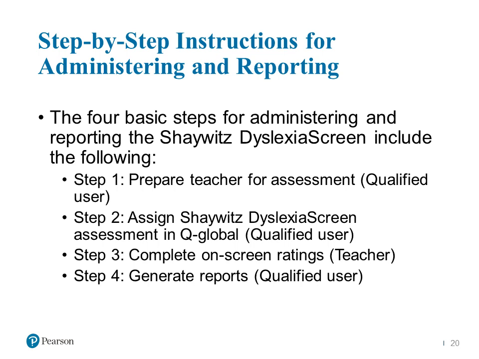Let me talk about a step-by-step path for administering and reporting so that you get a sense of what the workload is going to be like. There are basically 4 steps that I have listed up here on the screen. In parentheses, I have whether or not it's for the qualified user, and what I mean by that is the person who has the administrative access to Q Global, and whether or not it's for the teacher who is actually filling out the screener.